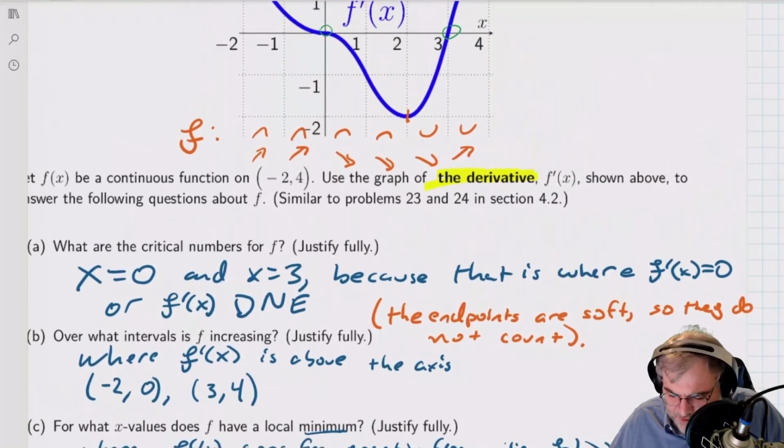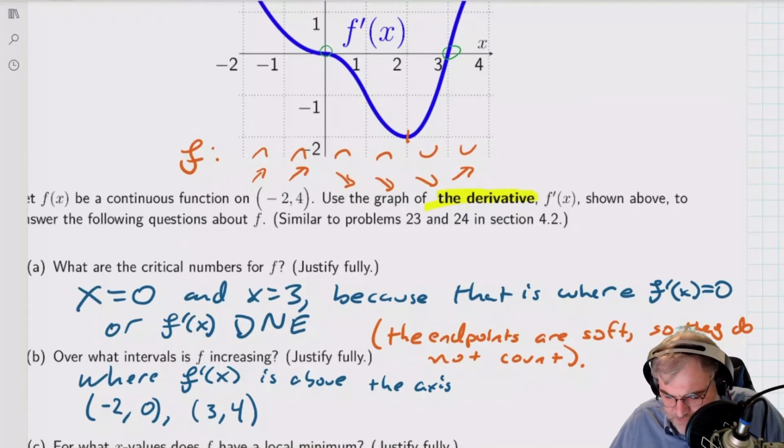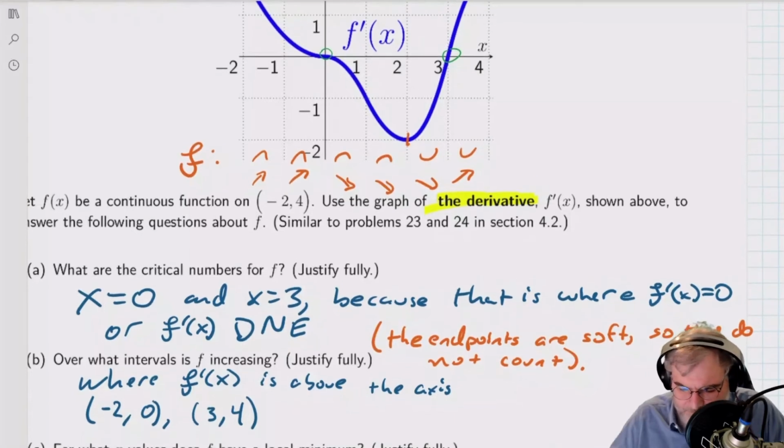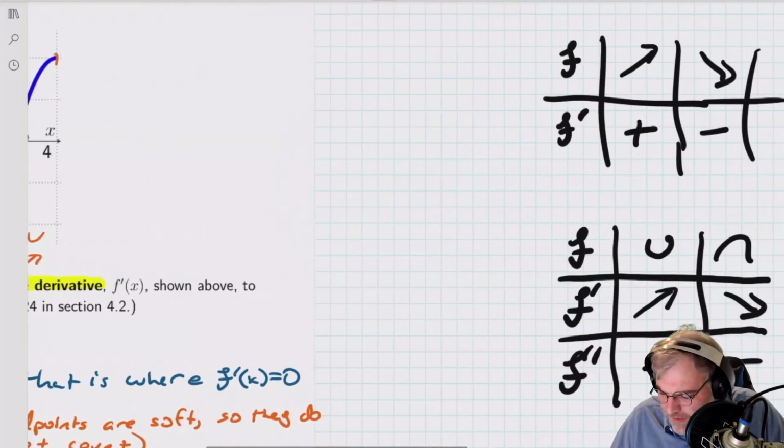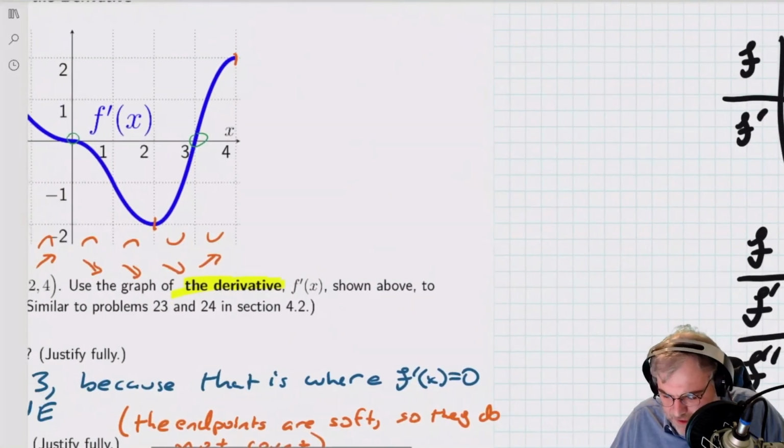Where is f increasing? Well, that's where f prime is above the axis. So that's negative 2, 0. From negative 2 to 0, and from 3 to 4. And you can see I made little notes here, right? Based on this table right here, I made some notes.